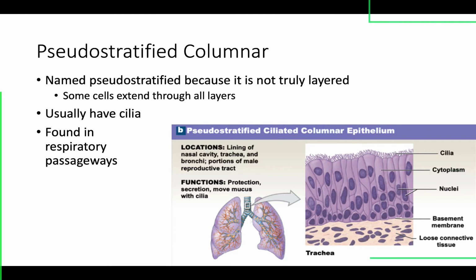So what makes it pseudostratified? You don't see clear layers. You don't have a bottom layer, a middle layer, and a top layer. Instead, some of the cells on the top are actually going to go down into the middle layer. Some of them might even go all the way down to the bottom layer. So they are pseudostratified. It's falsely stratified, falsely layered, right? So that's pseudostratified columnar. Mostly have cilia on top, so we find it in the respiratory tract.